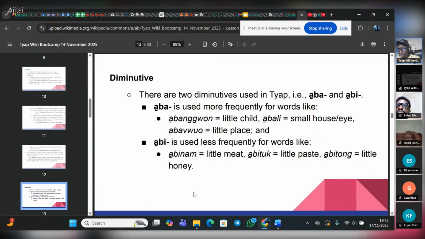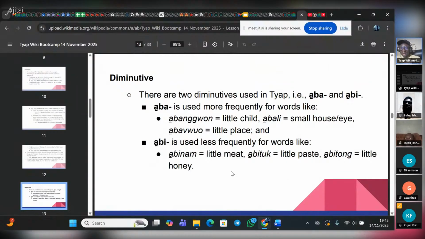Now, there are two diminutives used in here. The very first one is aba, and the second one is abi. We are still doing our studies to find out why these two, and what the criteria are for classing the different words into either of these two.